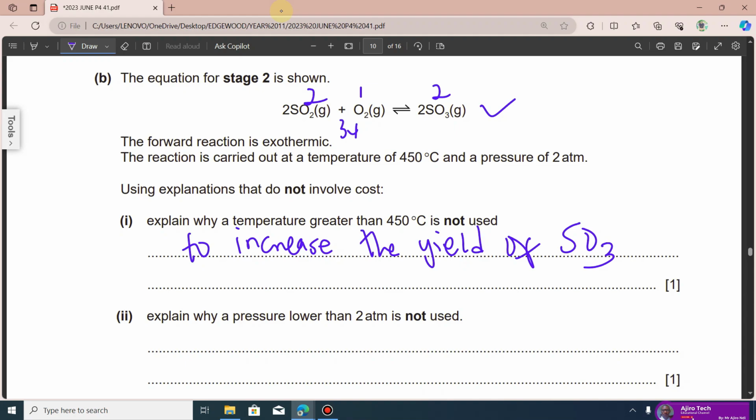So why a pressure lower than 2 atm is not used is still the same reason that we have here, to increase the yield of SO3. So we use a pressure of 2 atm, not a lower pressure, to increase the yield of SO3.